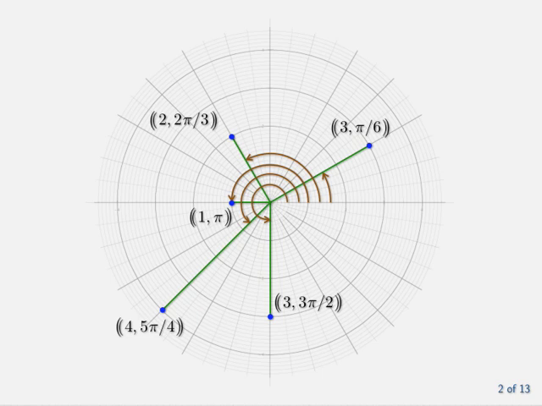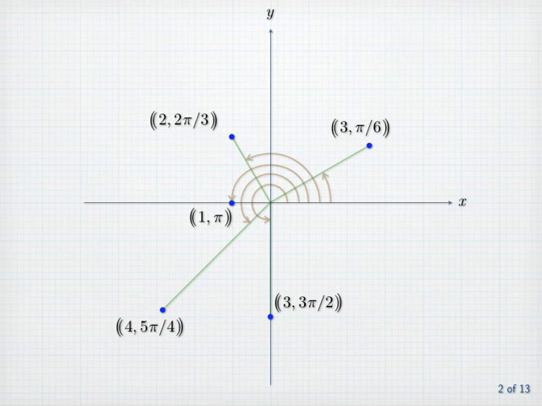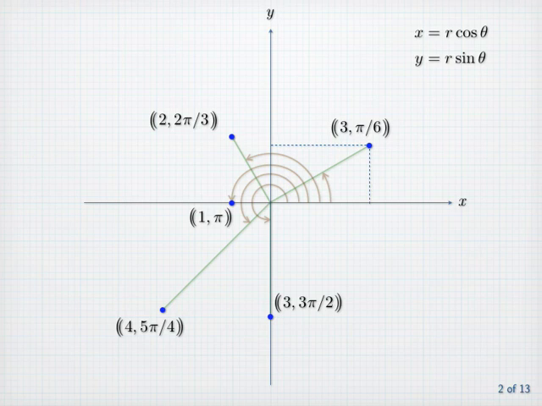Now let's replace the polar grid with a rectangular grid and find the rectangular coordinates of each of these points. Recall the formulas x equals r cosine theta and y equals r sine theta. The point with polar coordinates 3, pi over 6 has x coordinate 3 cosine pi over 6 and y coordinate 3 sine pi over 6, so the rectangular coordinates are 3 times the square root of 3 over 2, 3/2.